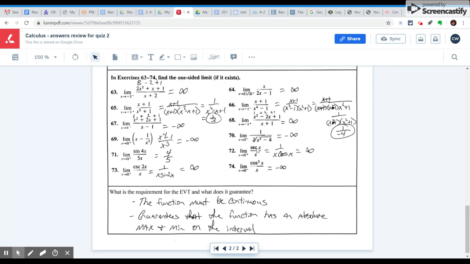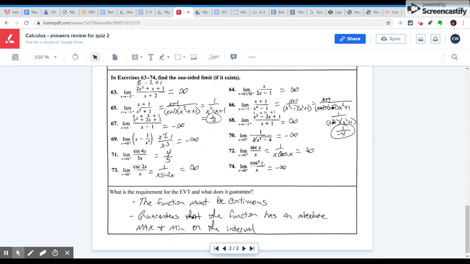0, plug in secant of 0. Secant of 0 is 1. And I plug in 0, so that's a number over 0. I went ahead and moved the secant to the bottom to make it easier to think of for me. So if I plug 0 to the right, 0 to the right is positive. So that's how I get positive infinity.